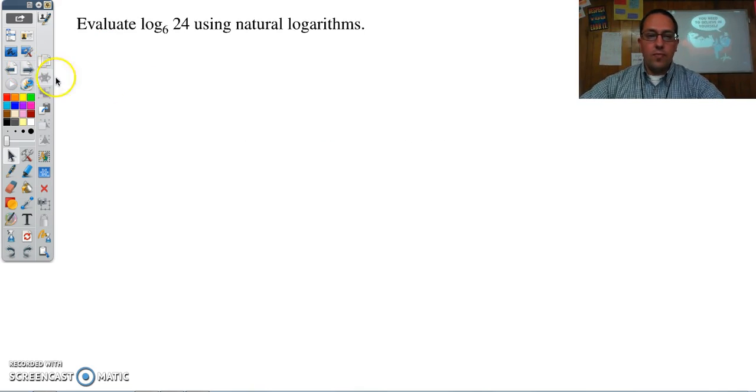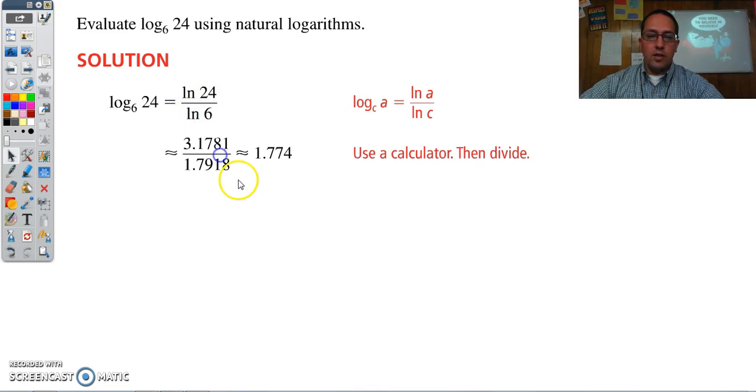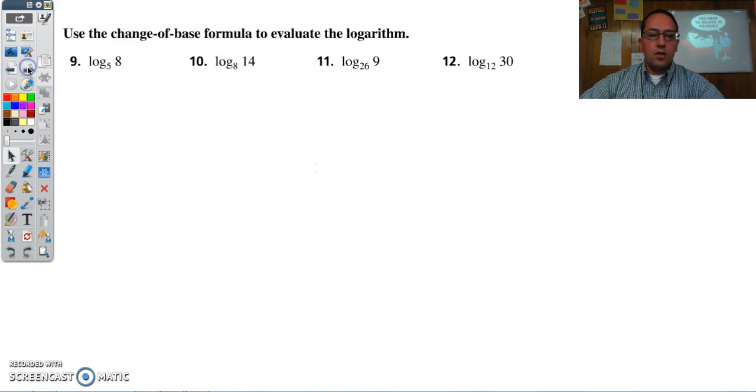Here it is using natural logarithms, log base 6 of 24. We change that to natural log of 24, natural log of the argument, over natural log of the base. Type that in your calculator and you get 1.774. So now what I want you to do is pause the video, work these out. You can use common log or natural log, doesn't matter, and then come back and check your work.